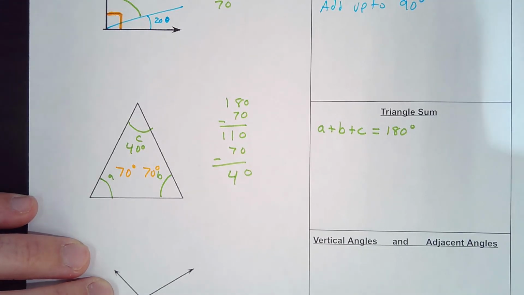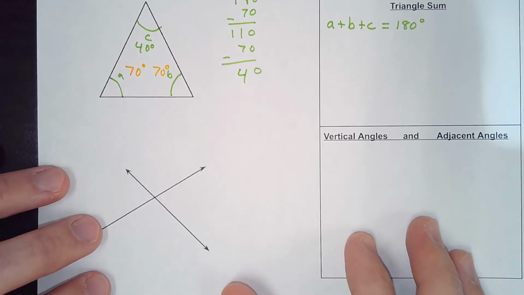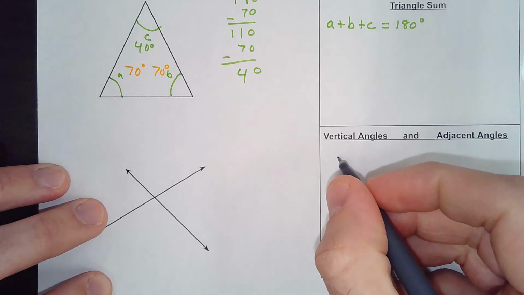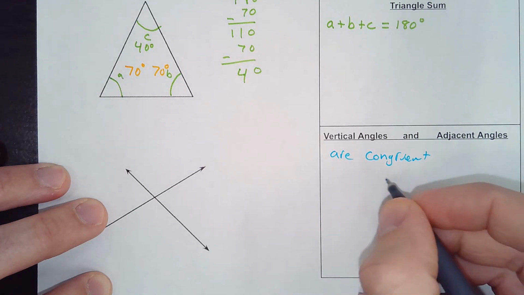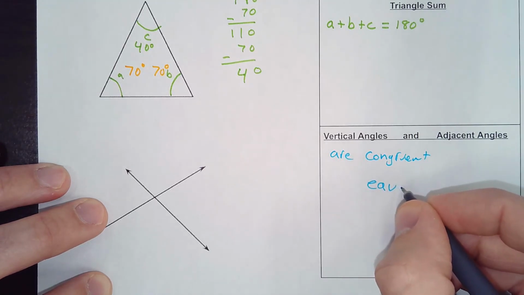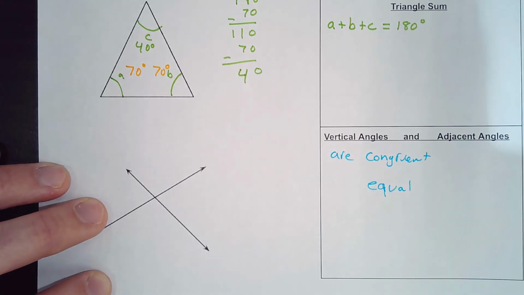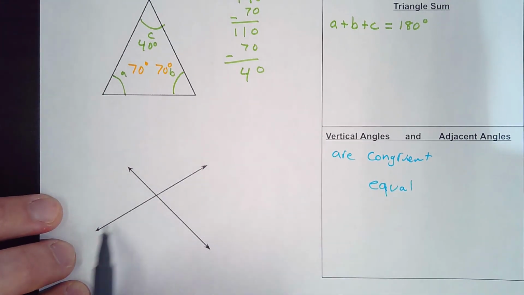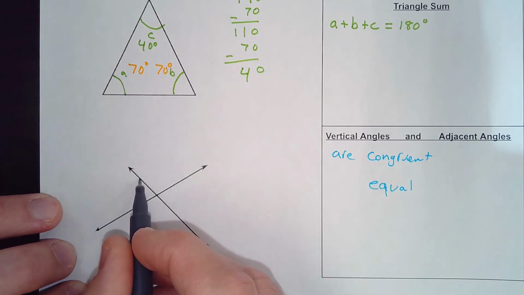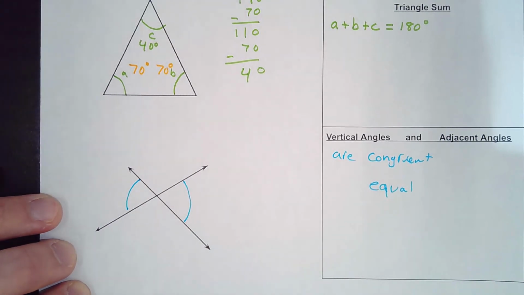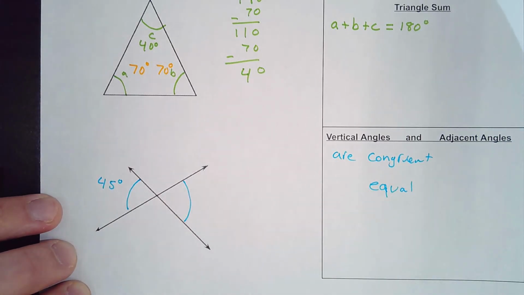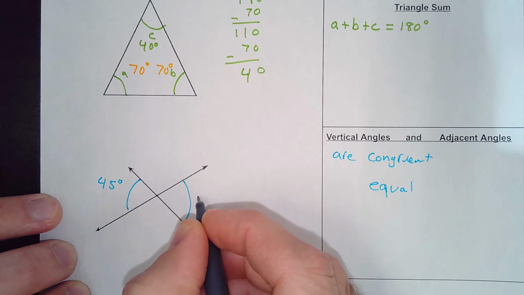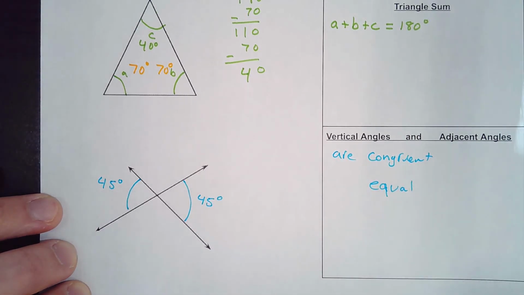That's always true. And lastly, we're going to talk about vertical angles. Vertical angles are congruent. Congruent means equal. They're equal to each other. So vertical angles are angles when we have two straight lines like this that cross. Vertical angles are angles that are directly across from each other. So an example of vertical angles would be these two. And if we knew this one was 45 degrees, then this one has to be the same thing because they're vertical angles.